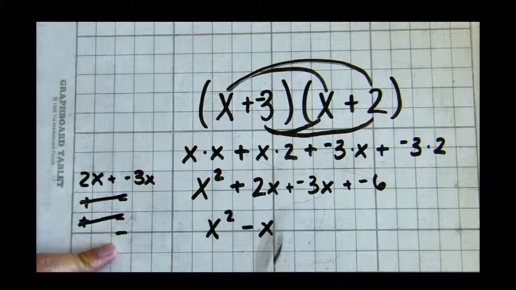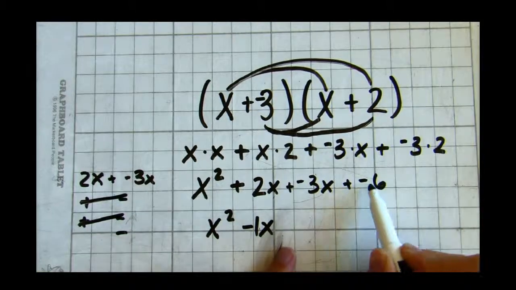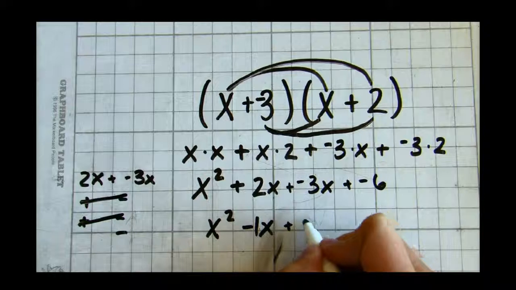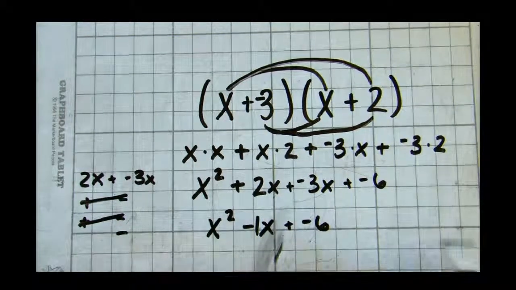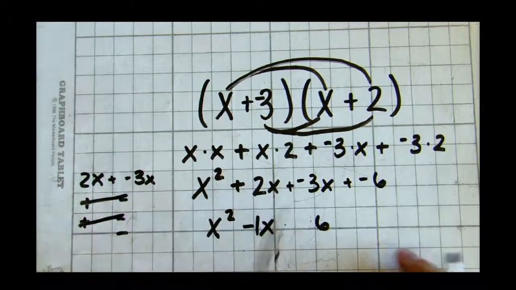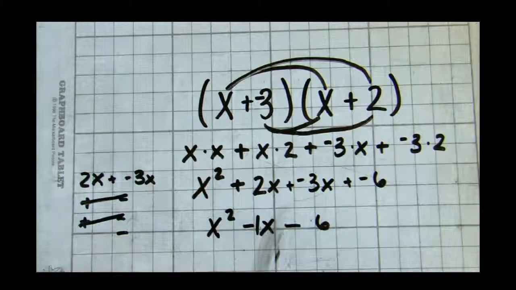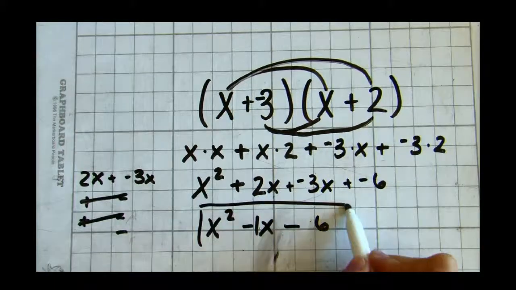x. I can put a 1 out in front if I want to. And then I'll have plus a negative 6. I can write that as plus negative 6, or I can just write minus 6. Both are correct.